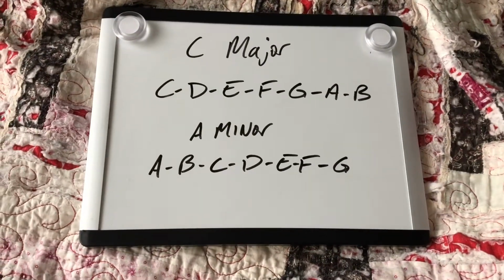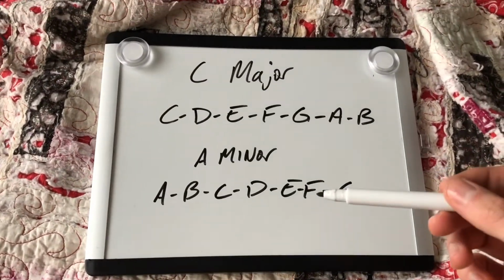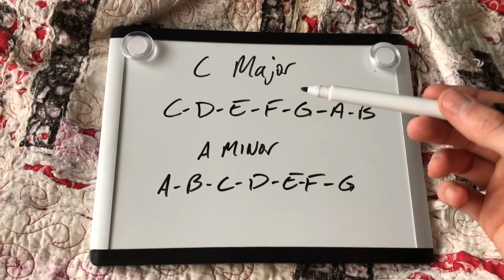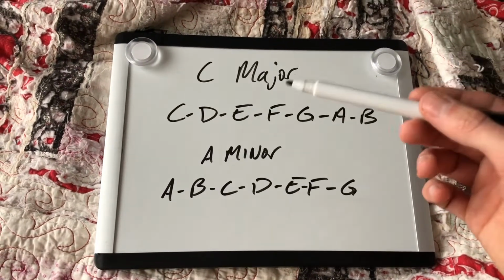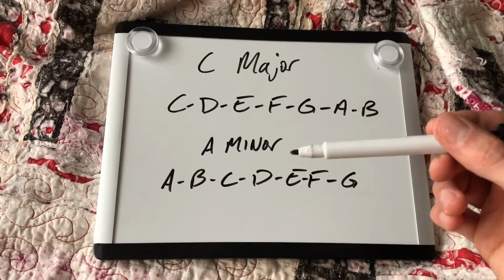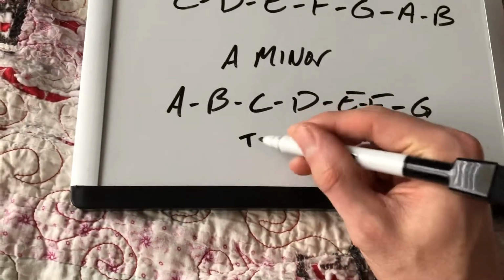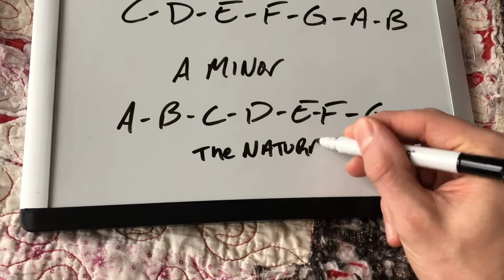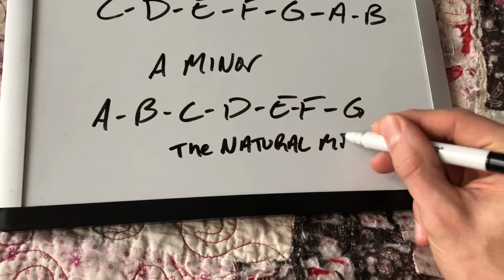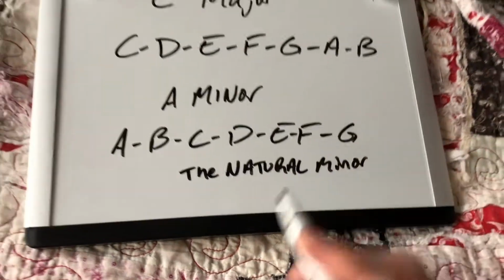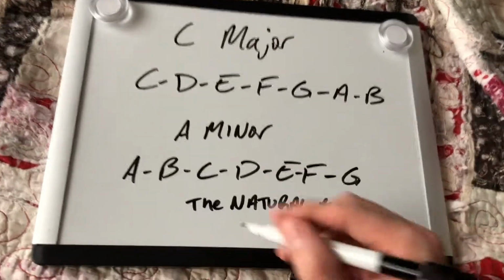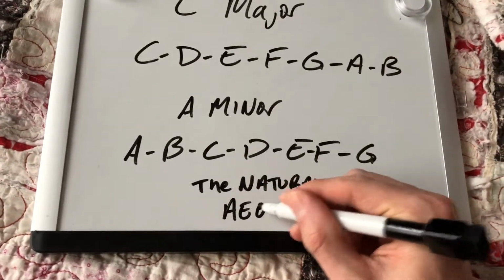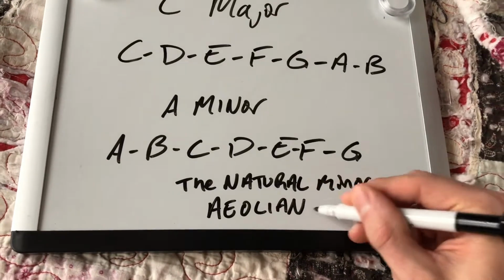So what does this mean? This means that you can play an A minor scale over a C major progression, or a C major scale over an A minor progression, and that is because the natural minor scale is the sixth mode, or the Aeolian mode.